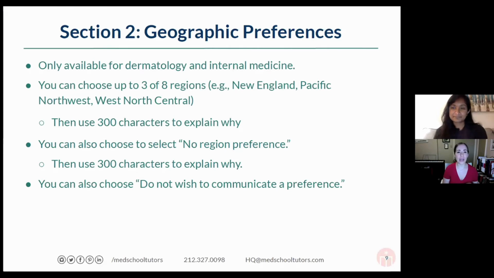You can pick 3 of them and then use 300 characters to explain why you prefer to go to each of those regions. Your second option is to say that you have no region preference, and then you can use 300 characters to say why you don't really have a preference about where you train. The last option is to say that you do not wish to communicate a preference, and then you don't fill out or write anything. You just don't communicate a preference to any of the programs.